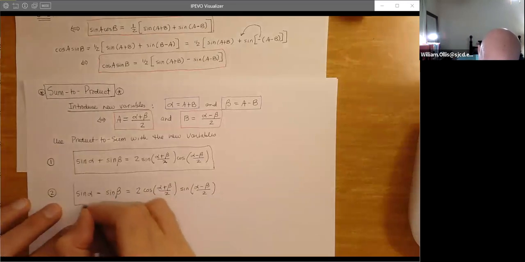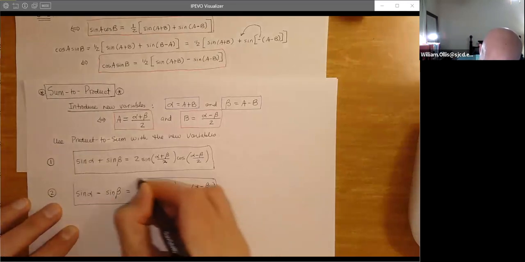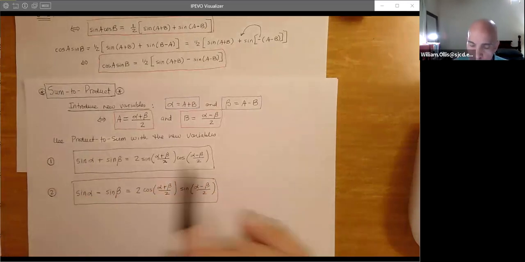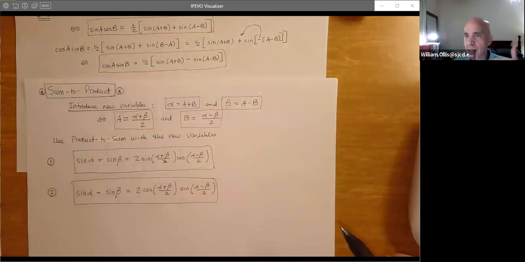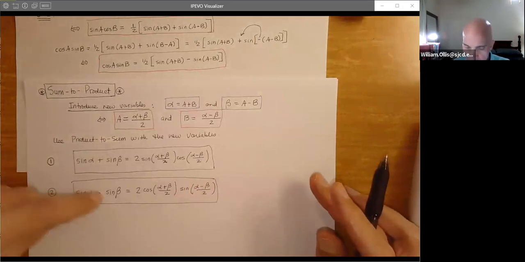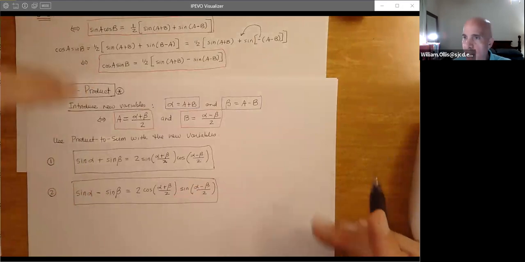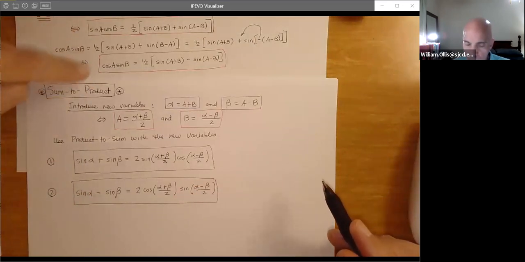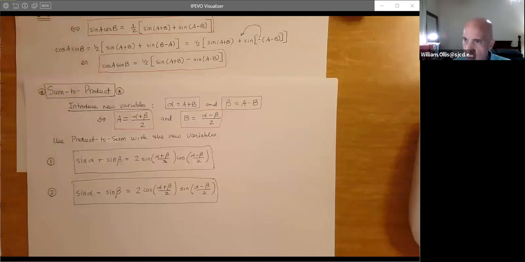So let's put a box around this. The idea here is that if you set up these identities in an order, then you can see that they're all contingent on each other. That is, the product to sum give you the sum to product. Nothing difficult here, it is what it is. Okay, now what we want to do is get the last two.